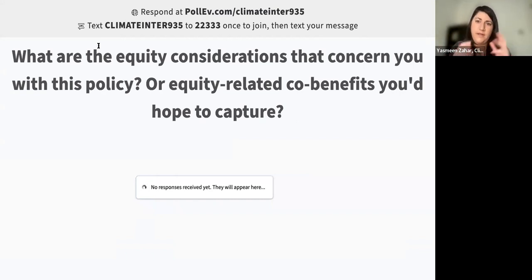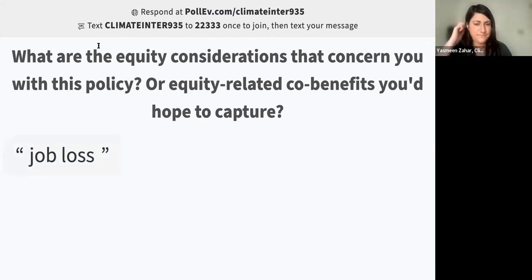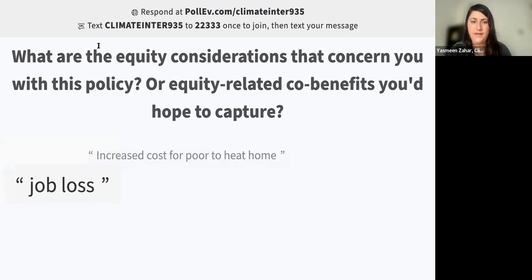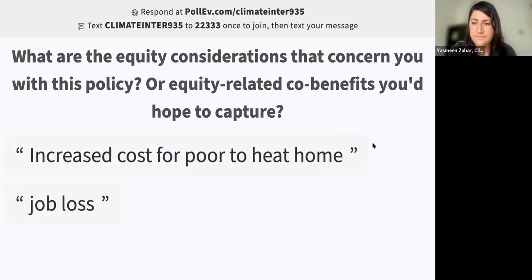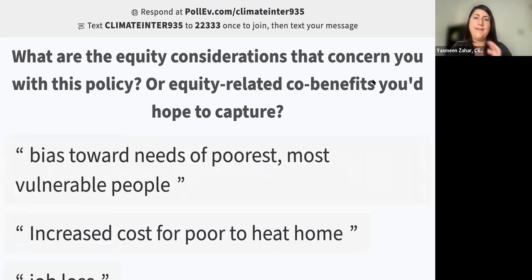There's two prongs that we like to consider every time we are implementing a policy. So one is, what are some equity considerations that might actually be of concern when we're implementing a policy? What are some potentially negative outcomes that we might see or that we should be aware of when we are crafting a policy or an action? Yes, job loss, definitely. And then on the other side of that, what are some co-benefits that you might hope to capture in a policy? What positives might you see out of a policy and what might you hope increases?